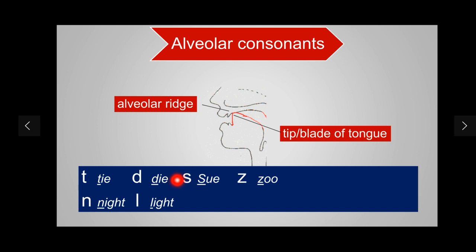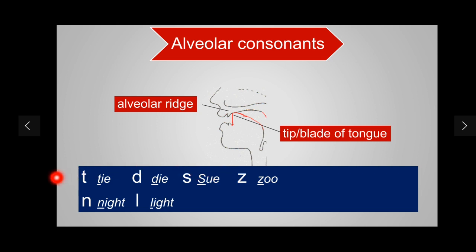Example here we have die or do. Then we have s. When we produce s, you are taking the blade of your tongue towards the alveolar ridge. For example, Sue, snake or school. So s, by place of articulation, is alveolar. By manner, it is fricative. By voicing, it is voiceless. And then we have z. By place, it is alveolar. By manner, it is fricative. By voicing, it is a voiced one.